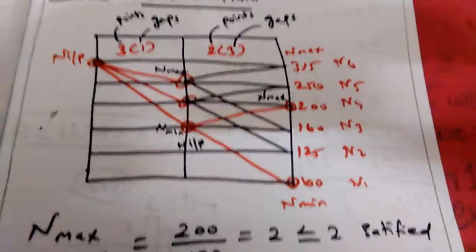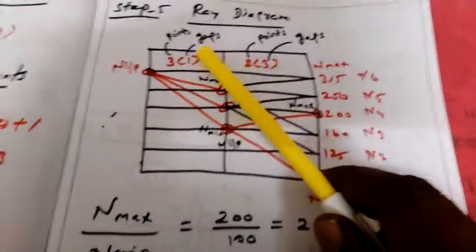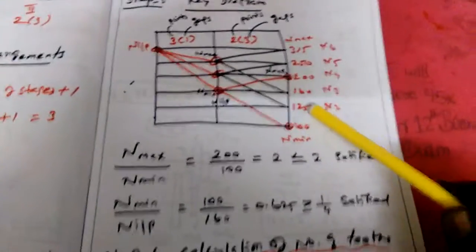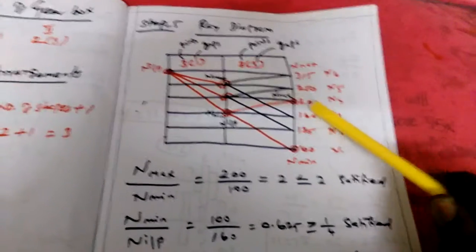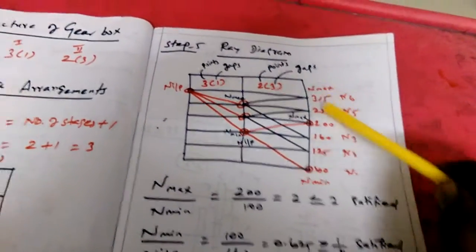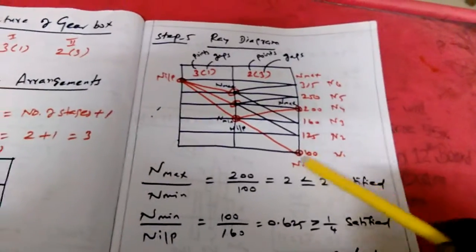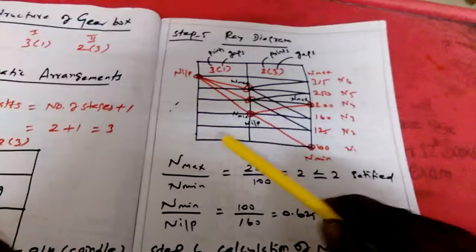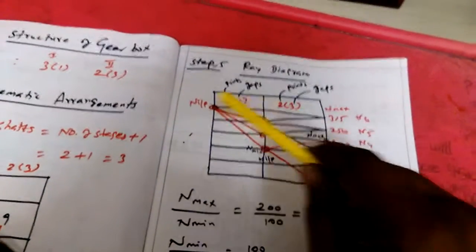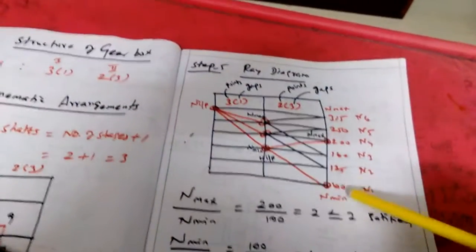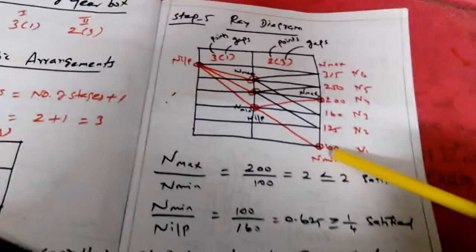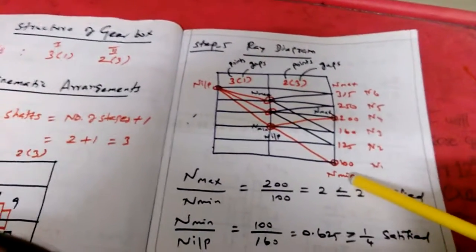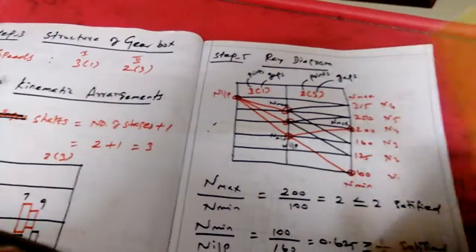It is also very important. For the ray diagram, totally we have 6 speeds: 100, 125, 160, 200, 250, 315. So 315 is the maximum speed, and 100 is the minimum speed. So we have to draw a rectangular box. In that rectangular box you have to divide 6 equal parts. 6 equal parts means each part has a speed: 100, 125, 160, 200, 250, 315.